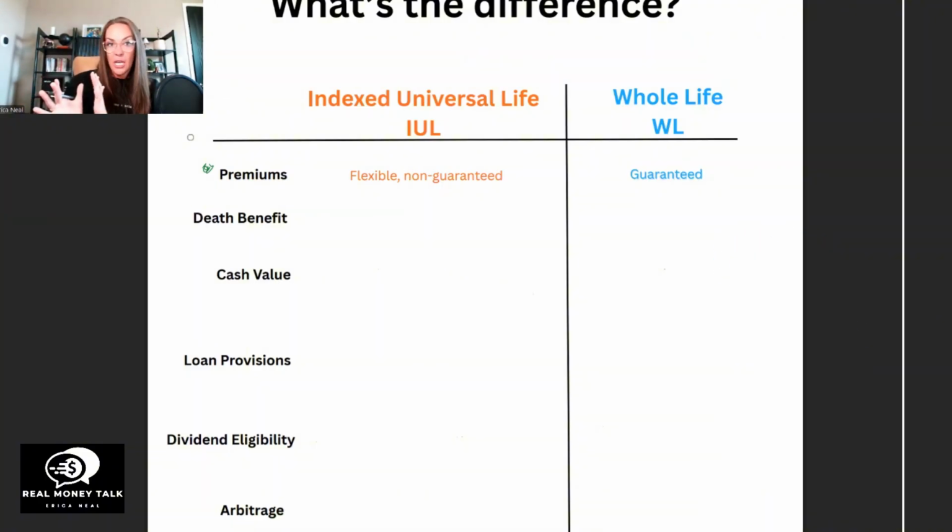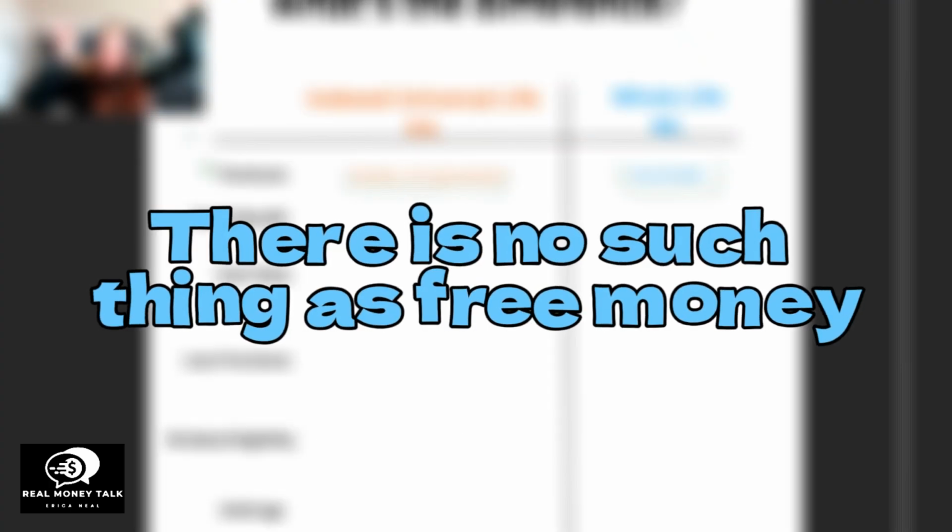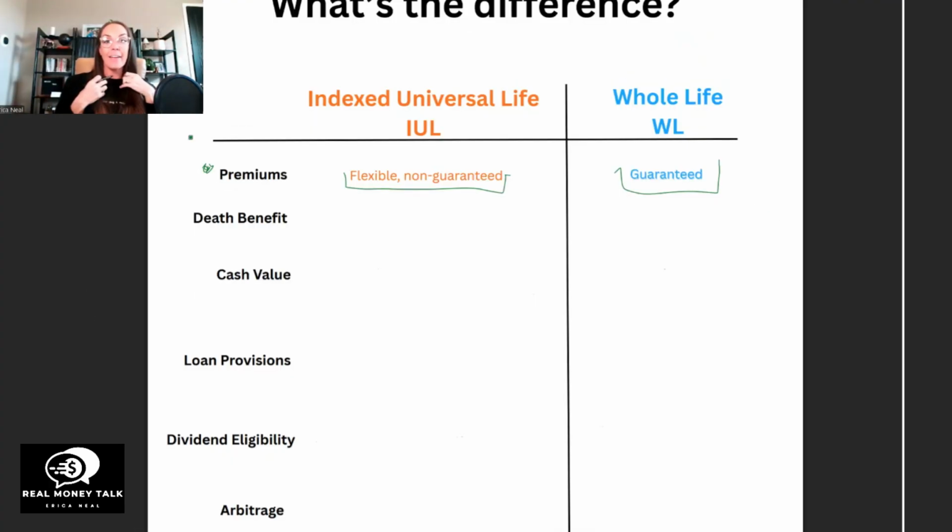Now, here's the polarity between the whole life and the IULs on this. If you are younger and on the short term, there could be a situation, and it's not always the case, that the IUL premium is a little bit less than the whole life premium. Let me tell you something. There is no such thing as free money. It doesn't happen, right? If it sounds too good to be true, it probably is.